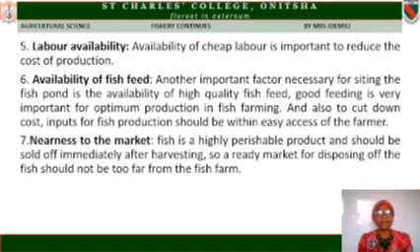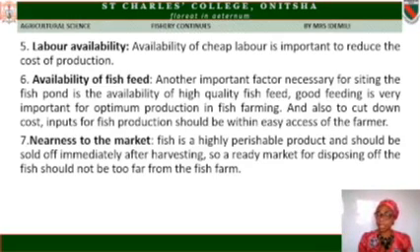Another important factor necessary for siting the fish pond is the availability of high-quality fish feed. Good feeding is very important for optimal production in fish farming, and also to cut down on production cost. Inputs for fish production should be within easy access of the farmer.